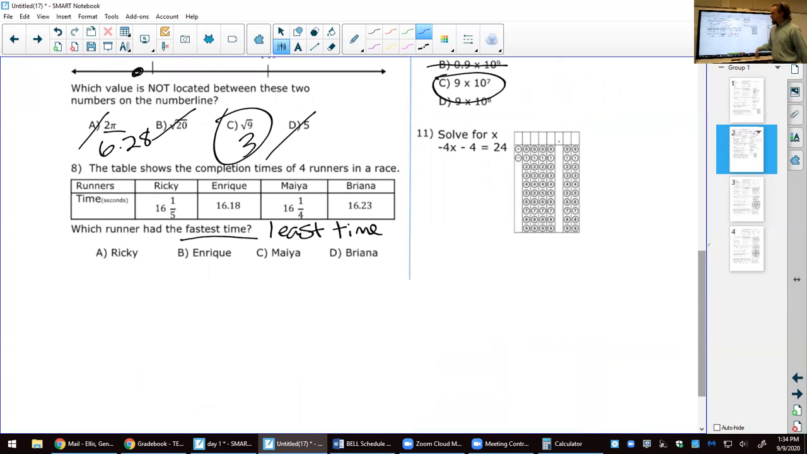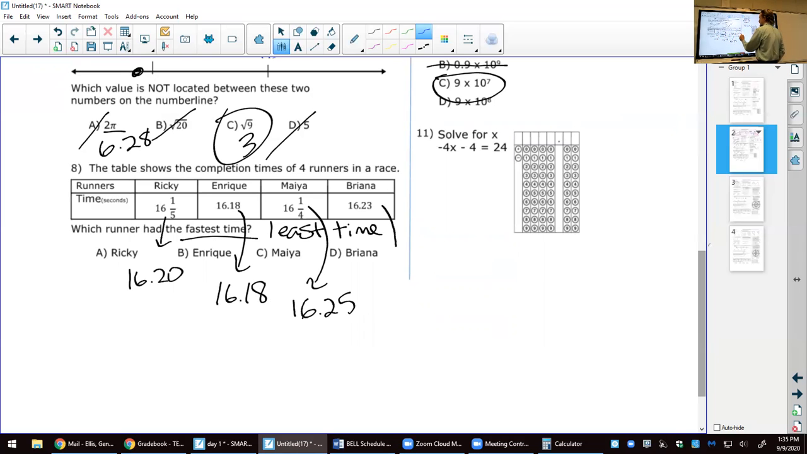So they all start with 16, so it just matters the decimals. So 16 1/5 would be 16.2 or 16.20. This is already 16.18. 16¼ would be 16.25, and this would be 16.23. Which of those is the least? That would be our good friend Enrique.